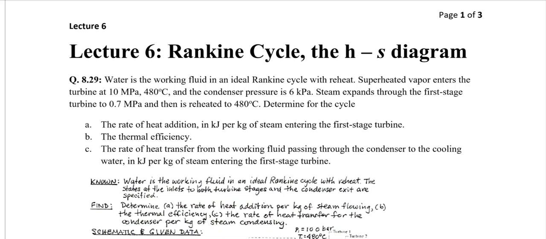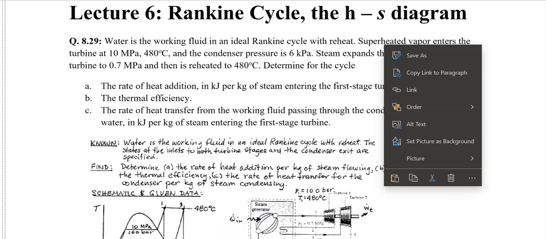Water is the working fluid in an ideal Rankine cycle with reheat. Superheated vapor enters the turbine at 10 megapascal, 480 degrees centigrade, and the condenser pressure is 6 kilopascal. Steam expands in the first stage of the turbine to 0.7 megapascal, and then it is reheated to 480 degrees centigrade. Determine the rate of heat addition in kilojoule per kg, the thermal efficiency, and the heat transfer rate from the working fluid passing through the condenser.